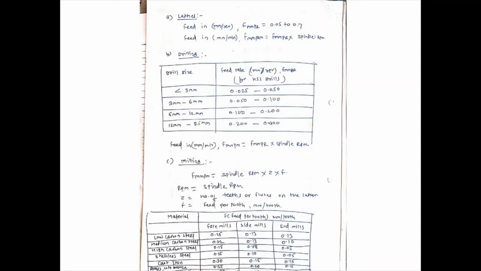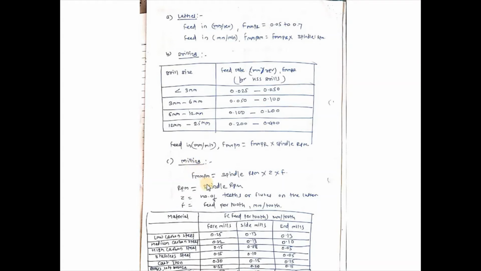And there are three separate sections. For lathe, you can take feed in mm per revolution. This is a separate formula. You can see the drilling, there is one table. According to the drilling size, you can find out the different feed rate values.